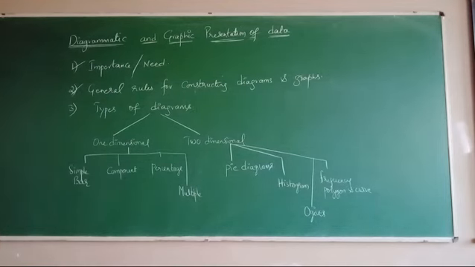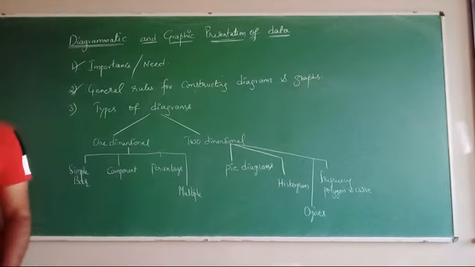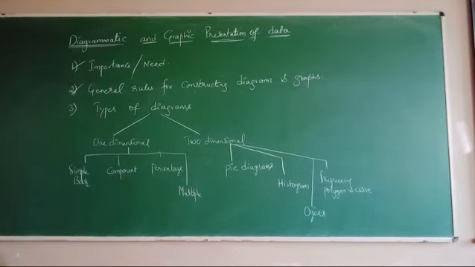Next, types of diagrams. In practice, a very large variety of diagrams are in use and new ones are constantly being added. They are divided into 4 types. Many are there, but in our syllabus we confine ourselves to only these 2: one-dimensional diagram and two-dimensional diagram. What do you mean by one dimension?